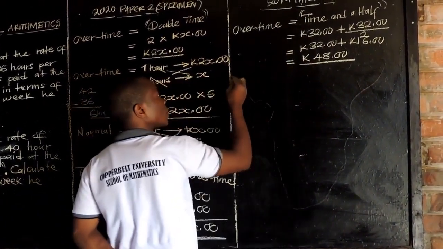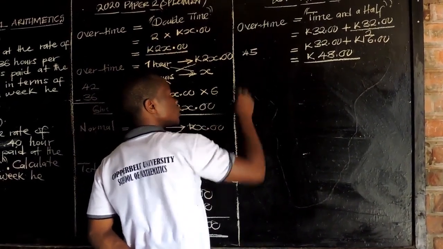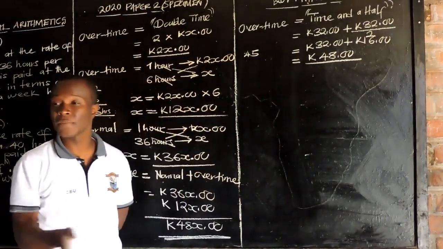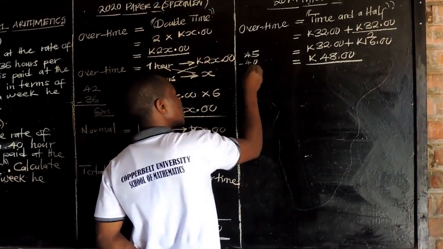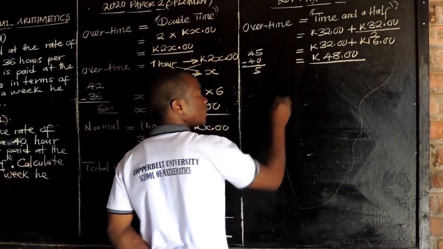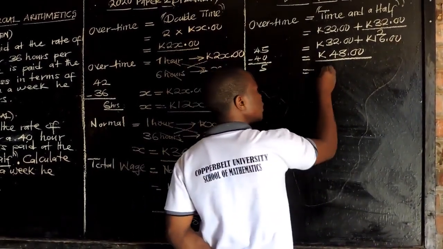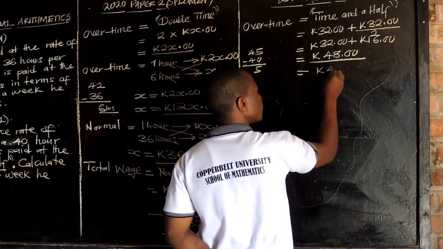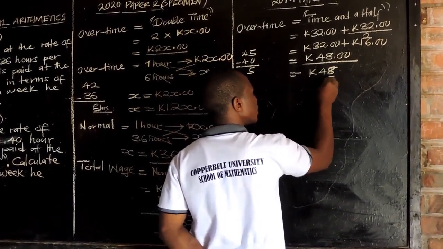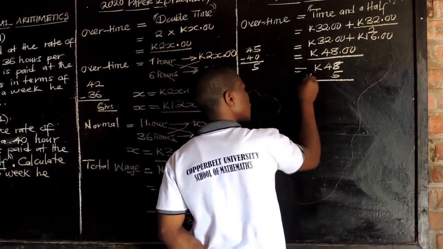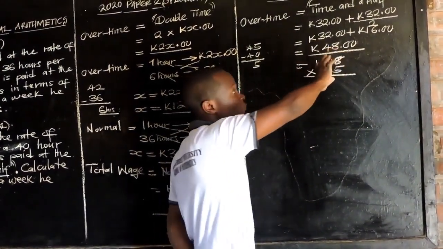So now, how many hours did he work as overtime? Remember, his normal was 40, but he worked for 45. So for you to know the number of hours he worked as overtime, just subtract. 45 minus 40 to get 5 hours, right? Okay? So now, for us to know the total overtime, just multiply 48 by 5. Is it okay, guys? Because per hour it was given 48 kwacha.